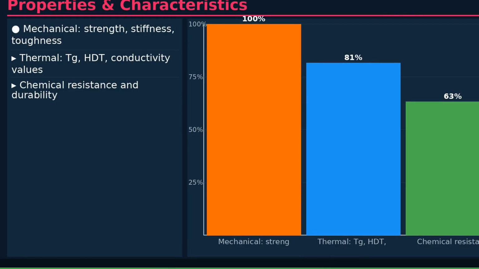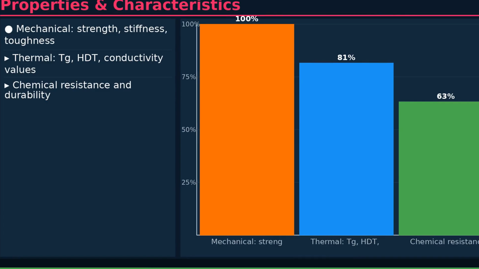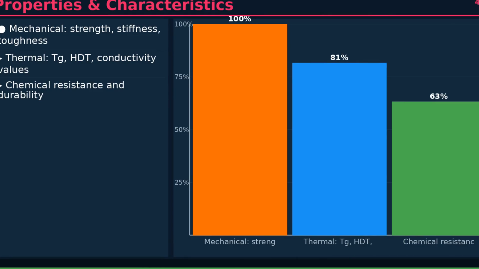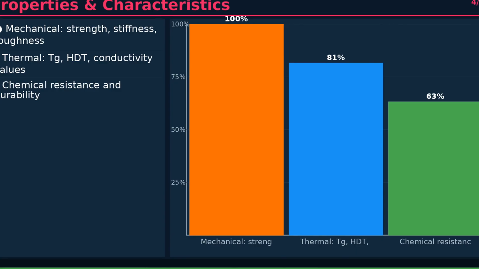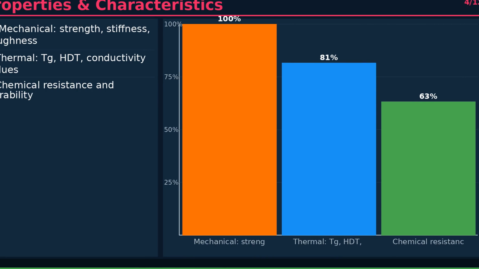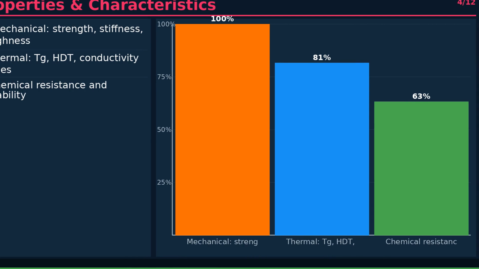The properties of CNC milling machine working principle span mechanical, thermal, and chemical domains. Tensile strength, heat deflection temperature, and chemical resistance are the most important parameters. These values directly determine service life and product quality.